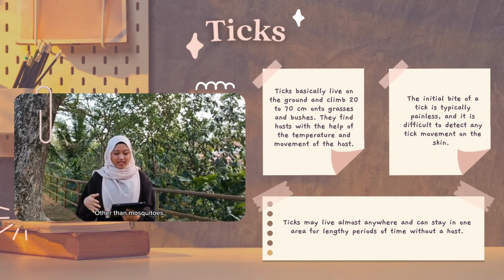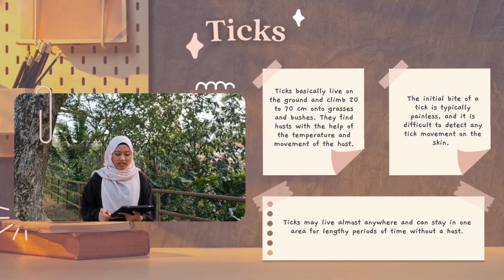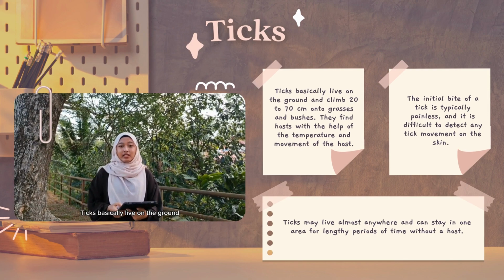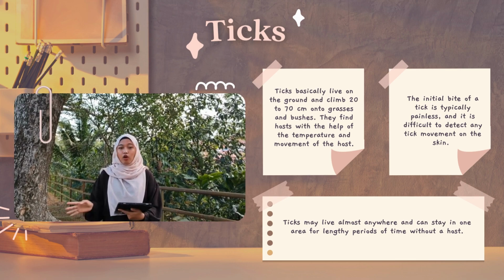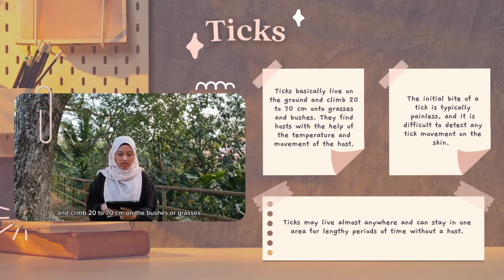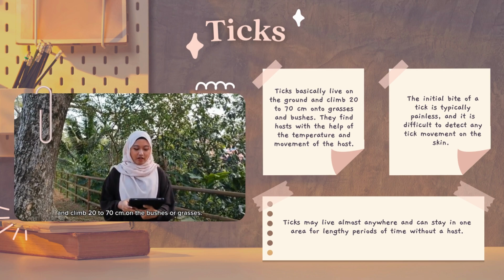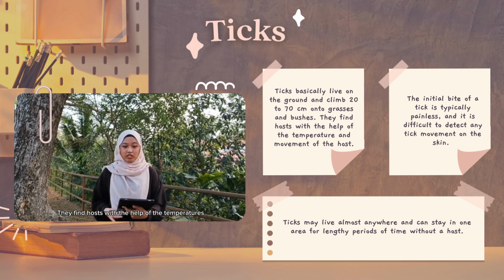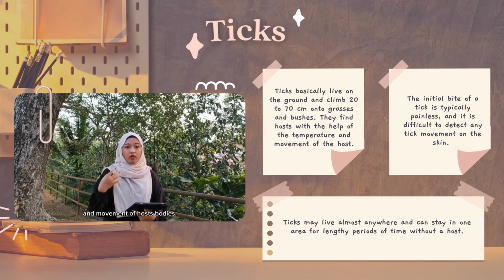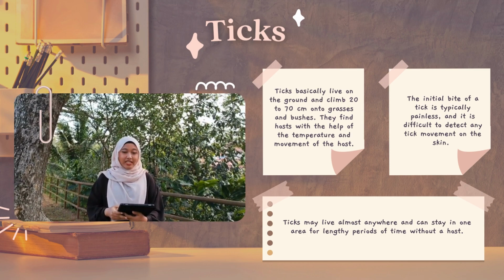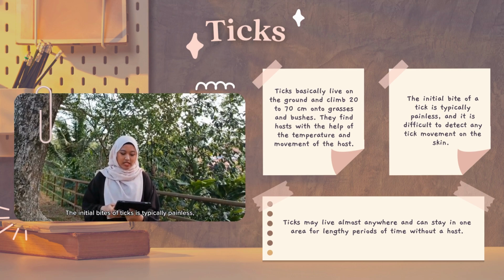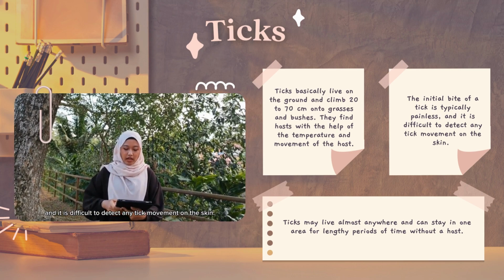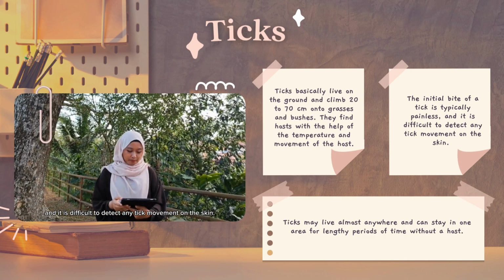Other than mosquitoes, ticks are also one of the common vectors that spread the disease to humans. Ticks basically live on the ground or climb 20 to 70 cm on the bushes or grasses. They find hosts with the help of the temperature and movement of the host's body. The initial bite of a tick is typically painless, and it is difficult to detect any movement on the skin.